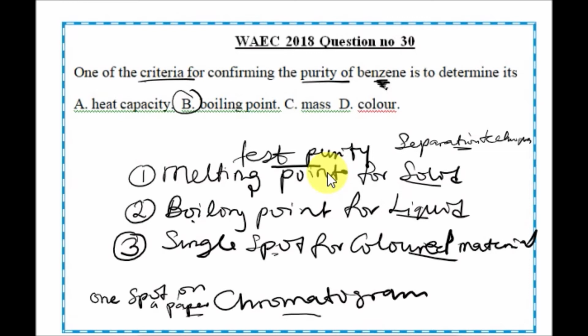So the question, one of the criteria for confirming the purity of benzene is to determine is A, heat capacity, B, boiling point, C, mass, D, color. The answer is boiling point, because boiling point is the criteria for test for purity for liquids.